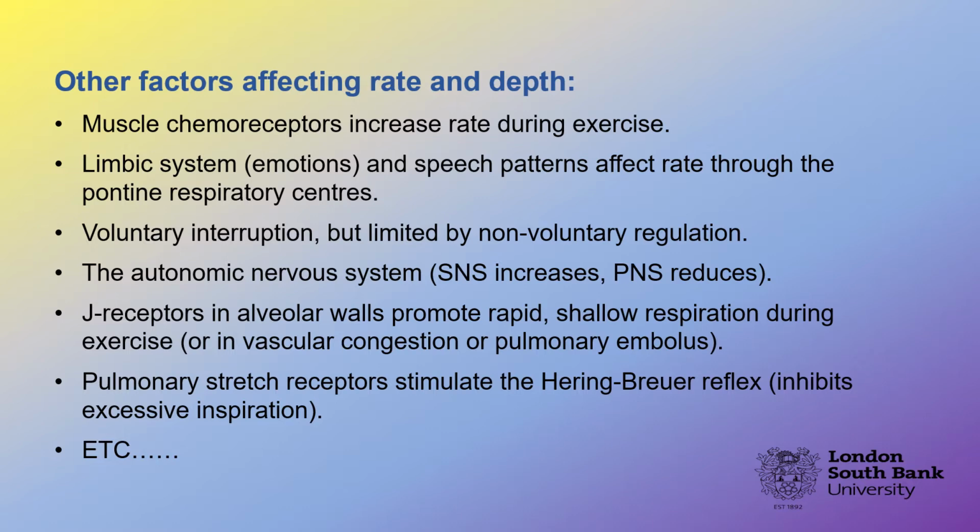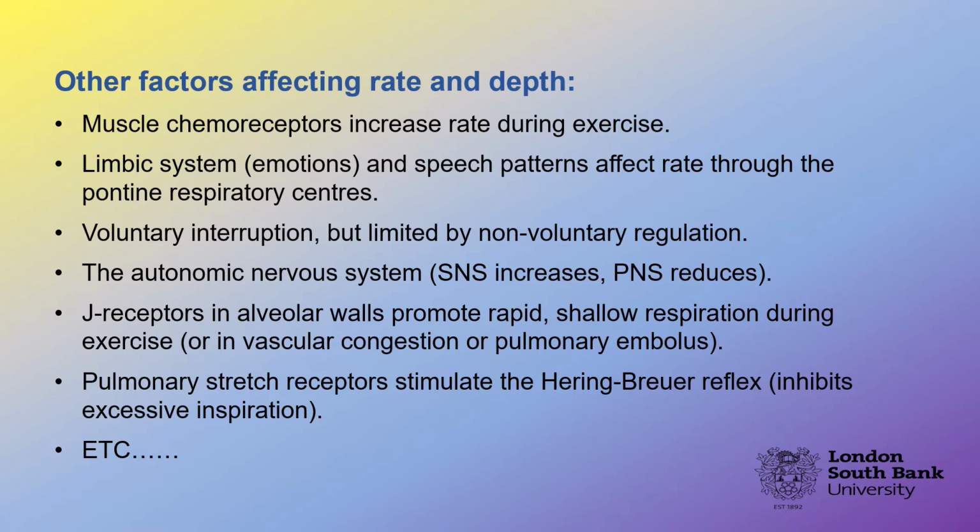We also have these J receptors. These are actually C fibers, and for a while no one knew what they did. But we have these J receptors, and they're found in the alveolar walls. And what they do is promote rapid but shallow respiration during exercise so that we can take on more oxygen for exercise. They also happen to do it if you've got vascular congestion or pulmonary embolus as well.